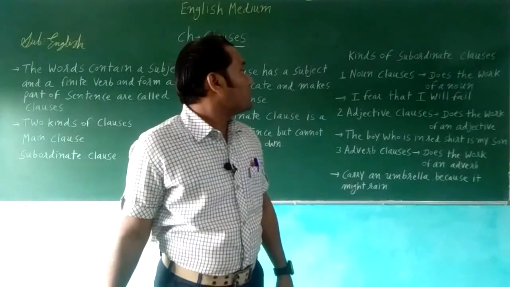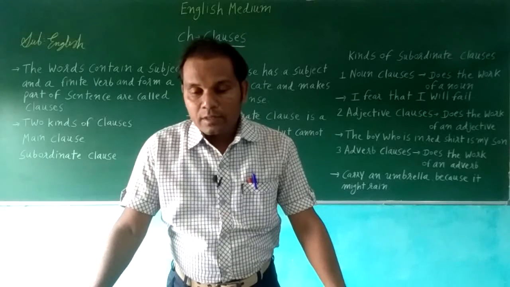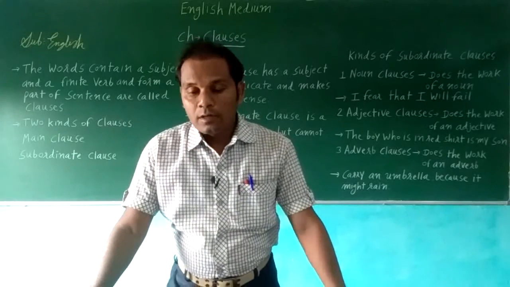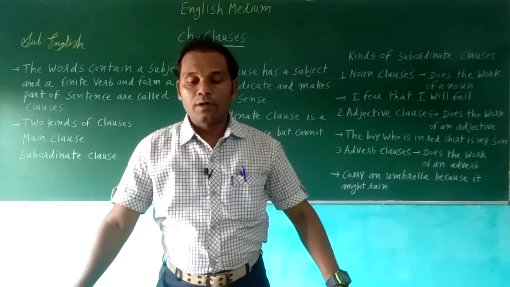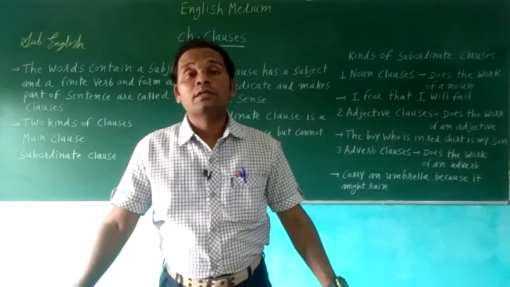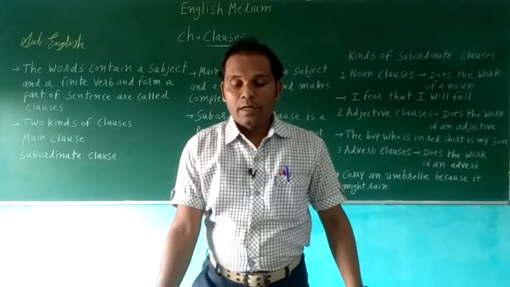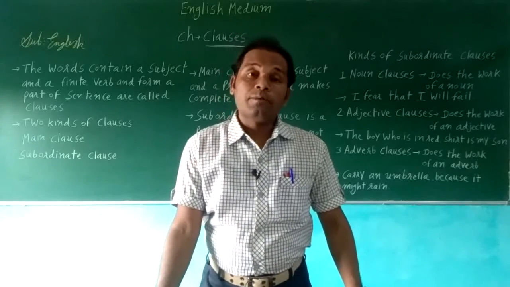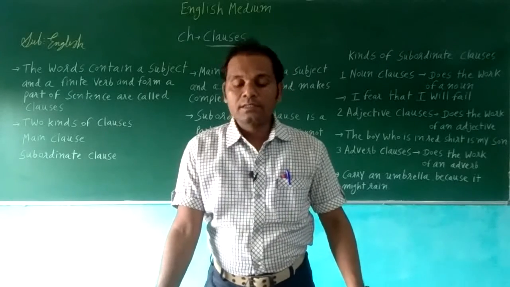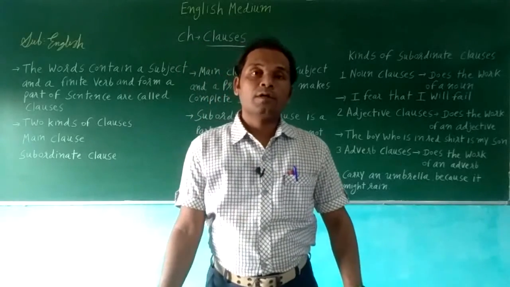Example: I fear that I will fail. A noun clause answers the question what, before or after the verb in the main clause. Here it answers the question of what I fear, hence it does the work of a noun. So a noun clause does the work of a noun.